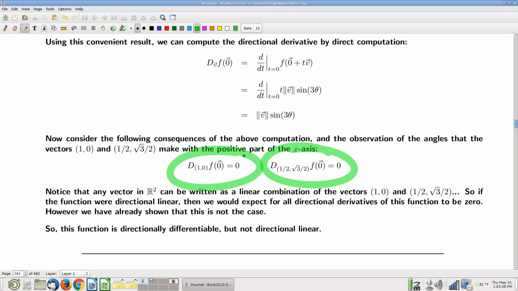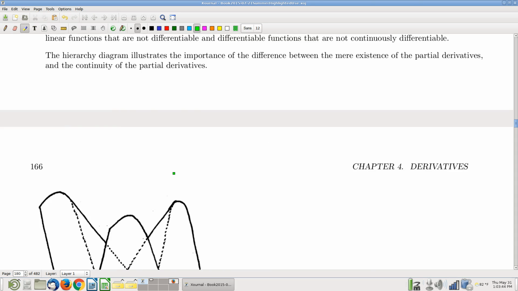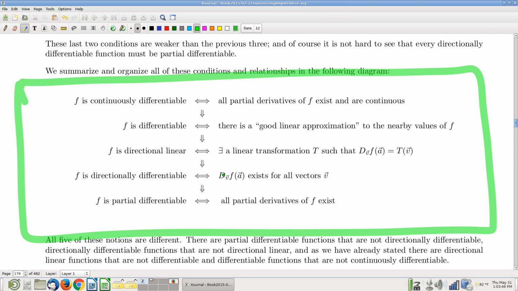So it can't be a linear transformation. And that proves what we wanted to prove. We have therefore successfully found a function where the directional derivatives all exist, but there is no linear transformation that computes them. So it's kind of weird.